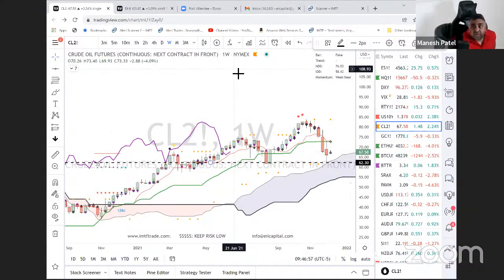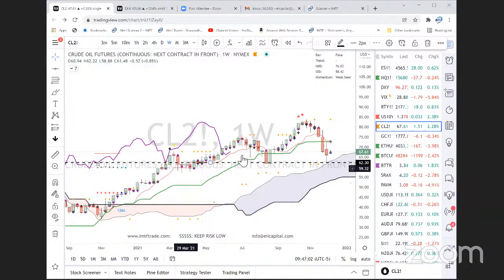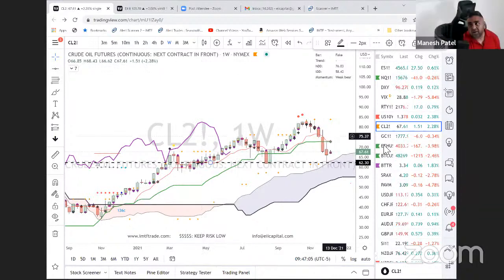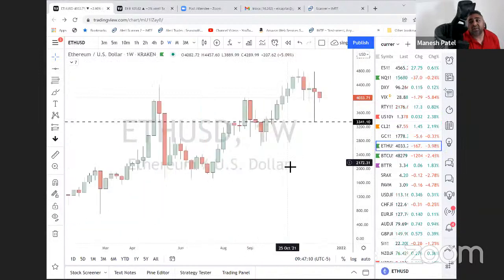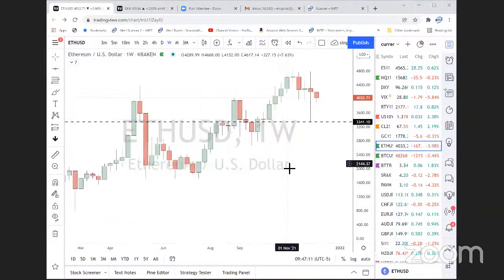I always like monthly because the problem comes down to this: on a weekly, look how many crosses you have. It gets confusing, doesn't it? Okay, so let's take crypto. We know crypto went down, didn't it? So here's crypto.